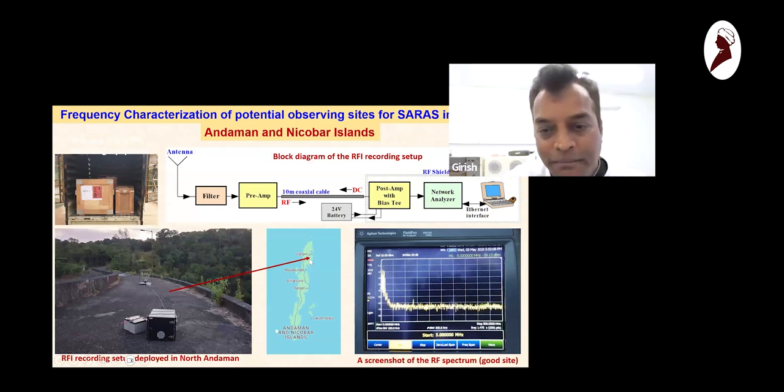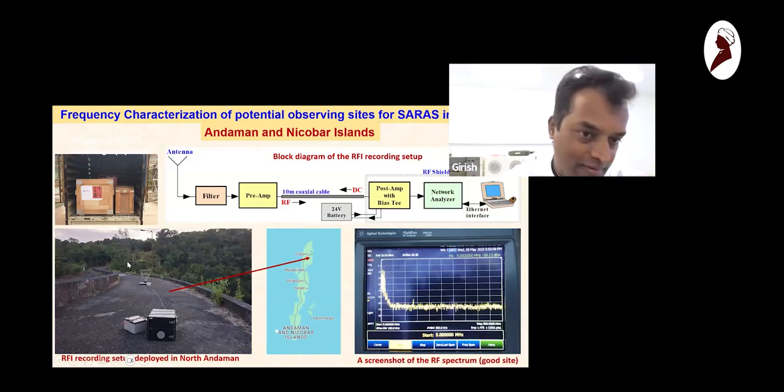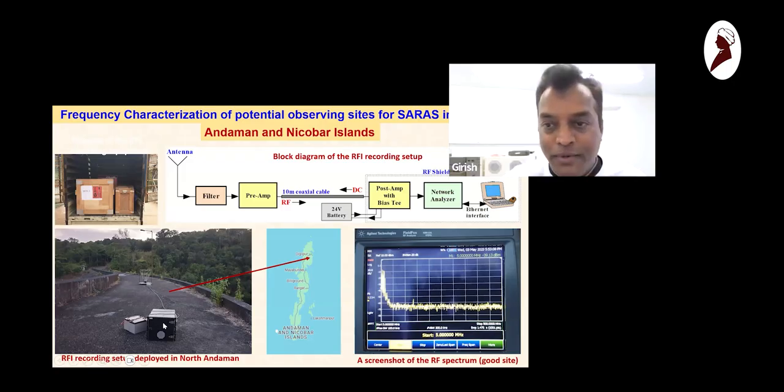So we moved to a place close to Diglipur. It's a dam close to a forested area. We shipped all of our radio frequency equipment. You can see a picture of this here. This is the RFI antenna, and then there's the preamplifier and the 10-meter cable, and the post amplifier and spectrum analyzer and a data recording system, which is kept inside this RF shielded enclosure.